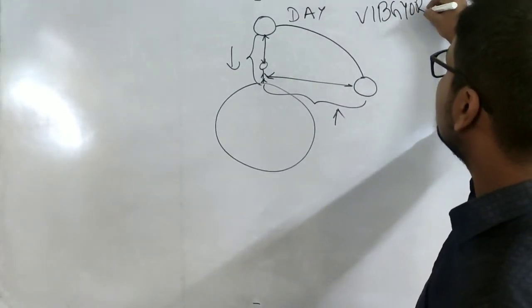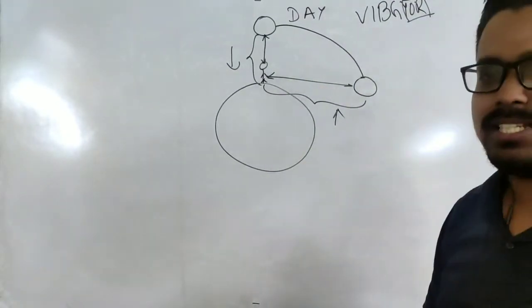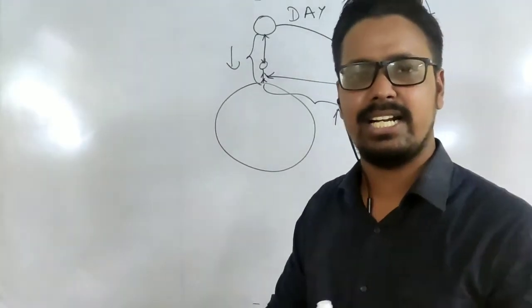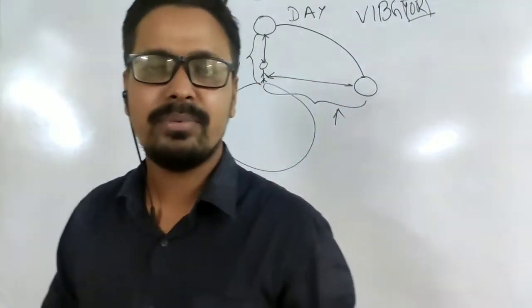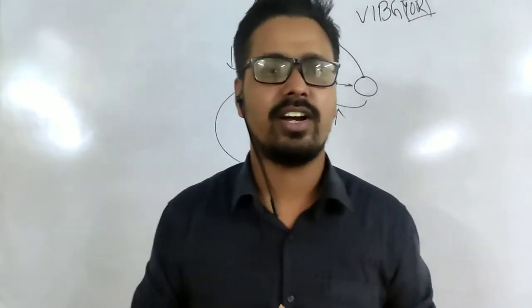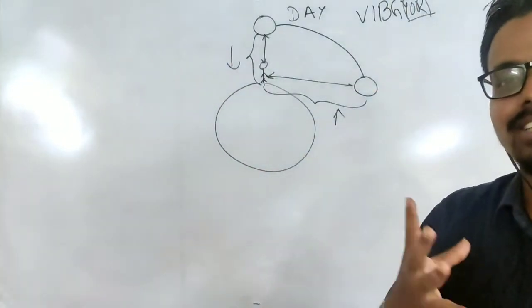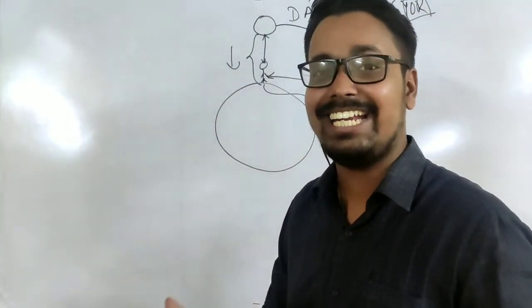VIBGYOR, yellow, orange, red. So we get a mixture of yellow, orange and red. It is not always completely red. Sometimes it is orangish, reddish, those sort of colors. So that is why the color of the sky is blue during the day and red during the night.